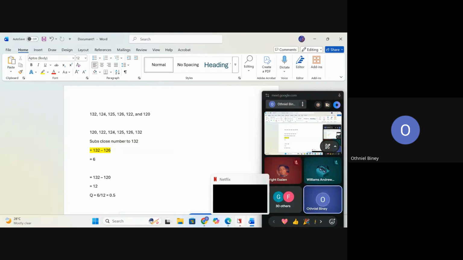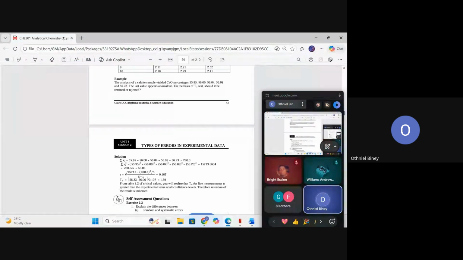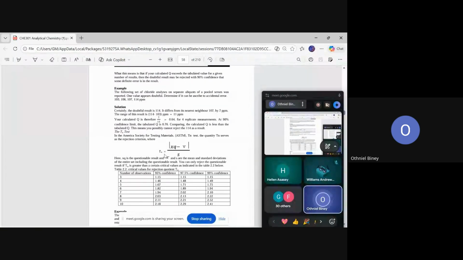Do you get it? But for now, I just want you guys to stick with me. It's similar to the Q test. That's what I want you to understand: that the T N test is similar to the Q test, just that in this case we use a different formula. All you have to do is memorize this formula because it won't be provided for you.